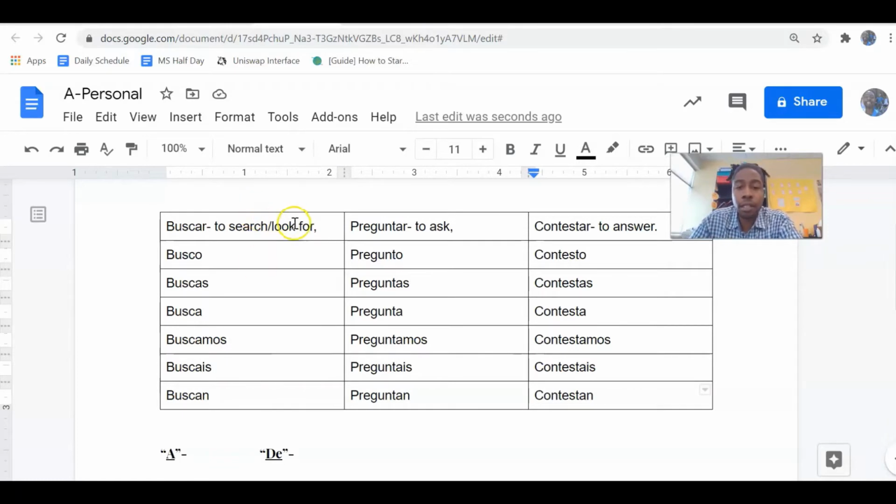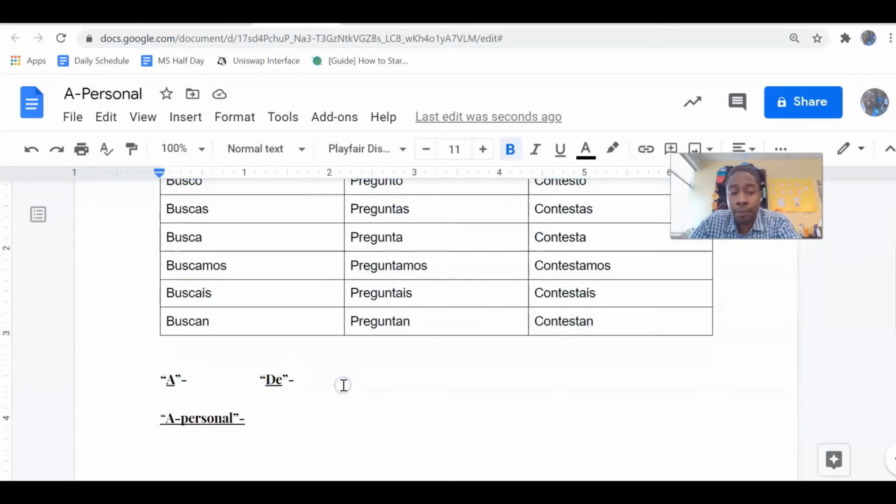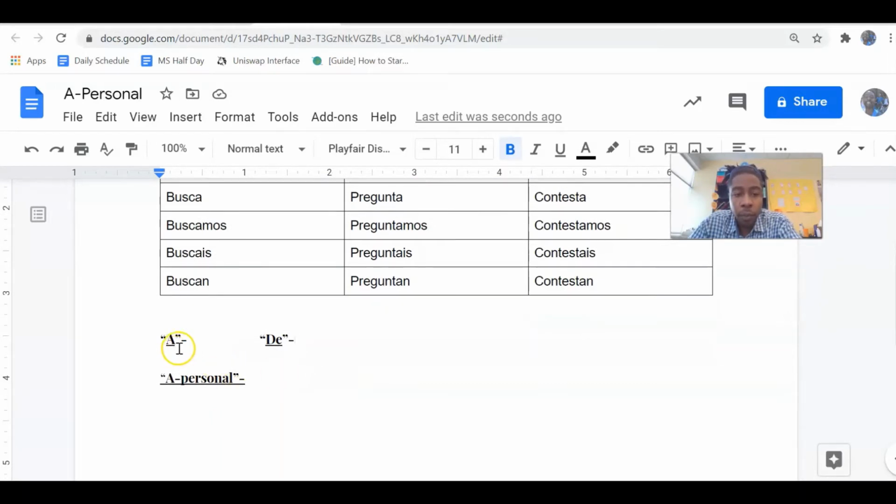Okay, entonces si ya tenemos todos conjugados, if we've already conjugated all of these, pueden ver que ya tenemos, we've already got I ask, you ask, he asks, we ask, y'all ask, and they ask, and the same thing with answer. And what I want to do is use these verbs mostly in the sentences to explain some important words we have in Spanish. So let's start with the word a.